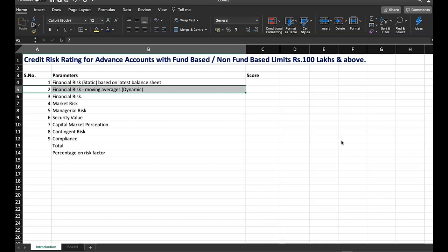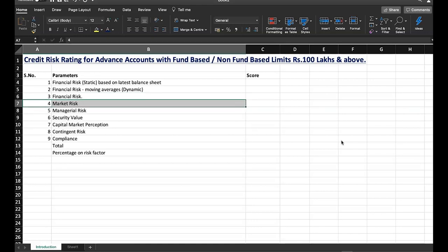Then they'll also analyze the dynamic ratios, that is, financial risk based on the moving averages. For this purpose, they take into consideration the past 3 years' balance sheets. Then they arrive at a ratio, and for that they give weightage. That comes under financial risk moving averages. Then the third parameter is financial risk, where the focus is on net sales, in what direction sales are moving.